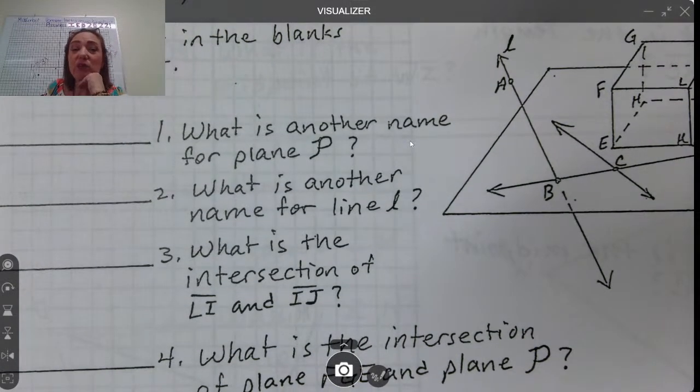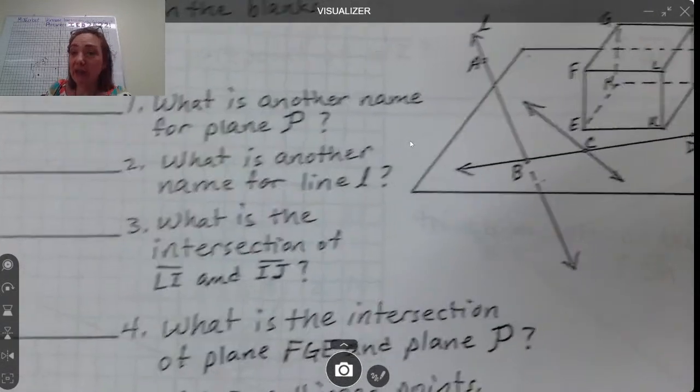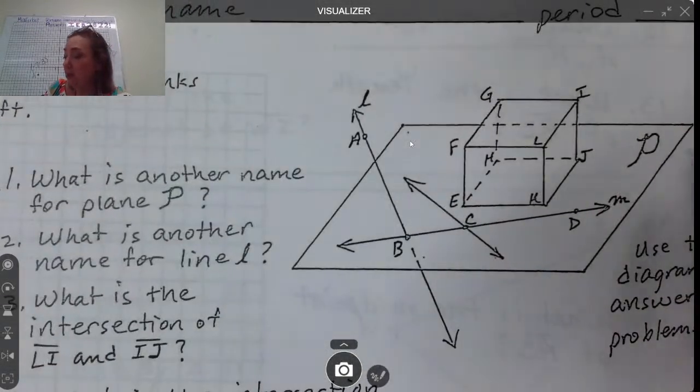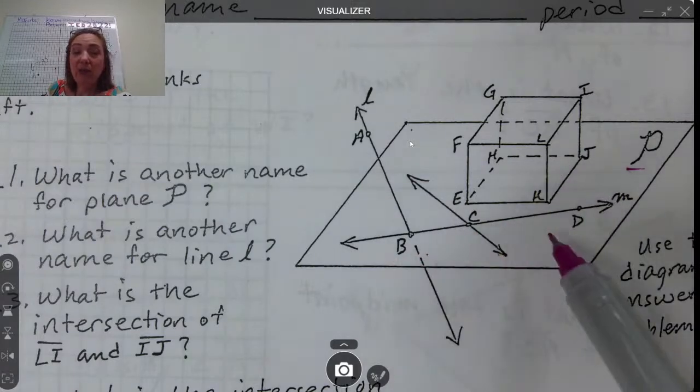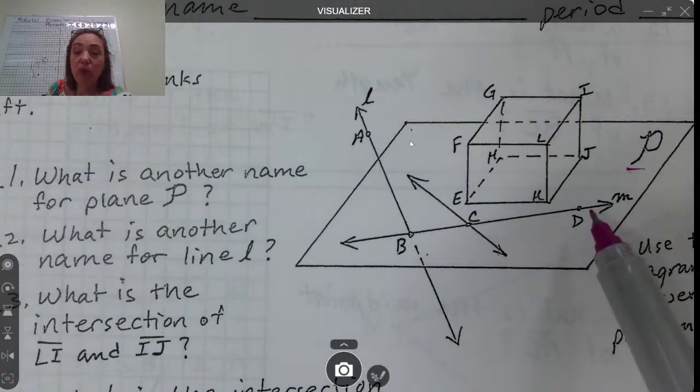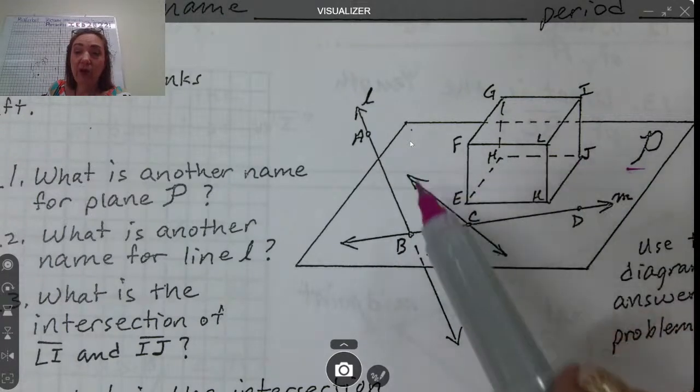The first one is, what is another name for plane P? So P is the fancy letter right here. But if we're naming it not using that, we have to use 3 points that are not on the same line. So we could not use B, C, and D. But any 3 points not on the same line from this plane.